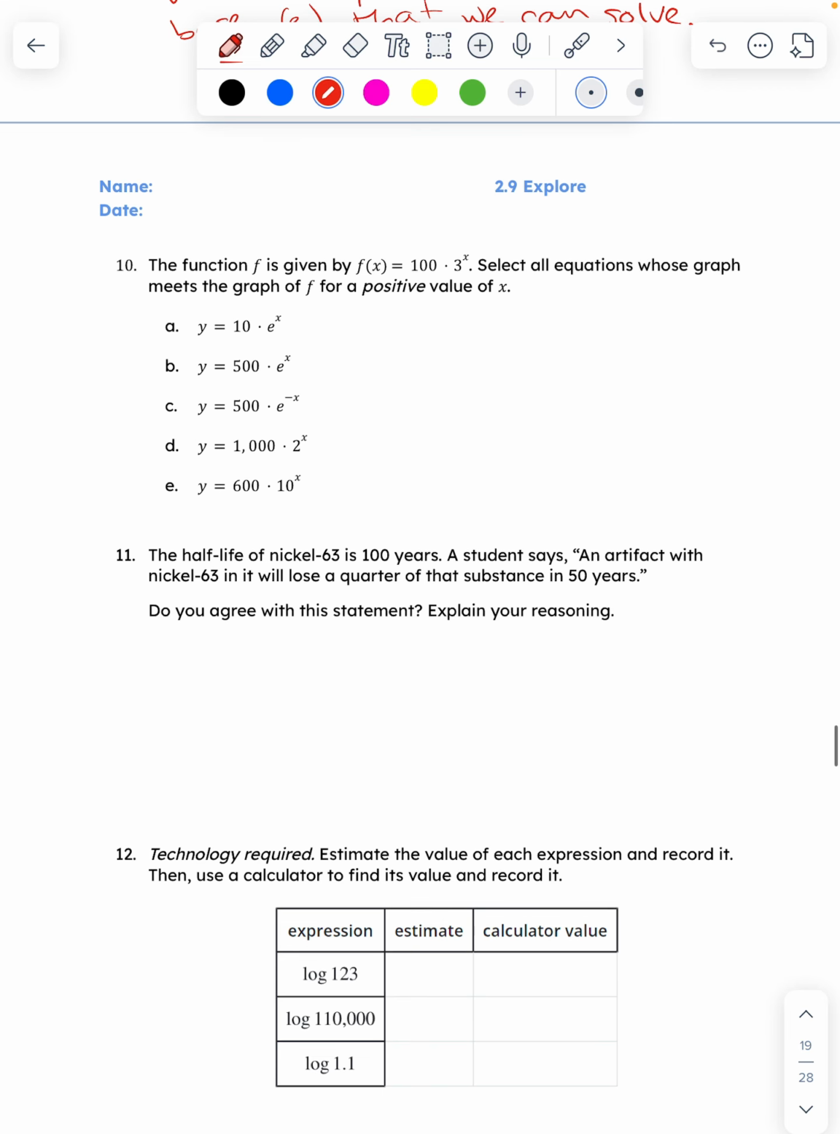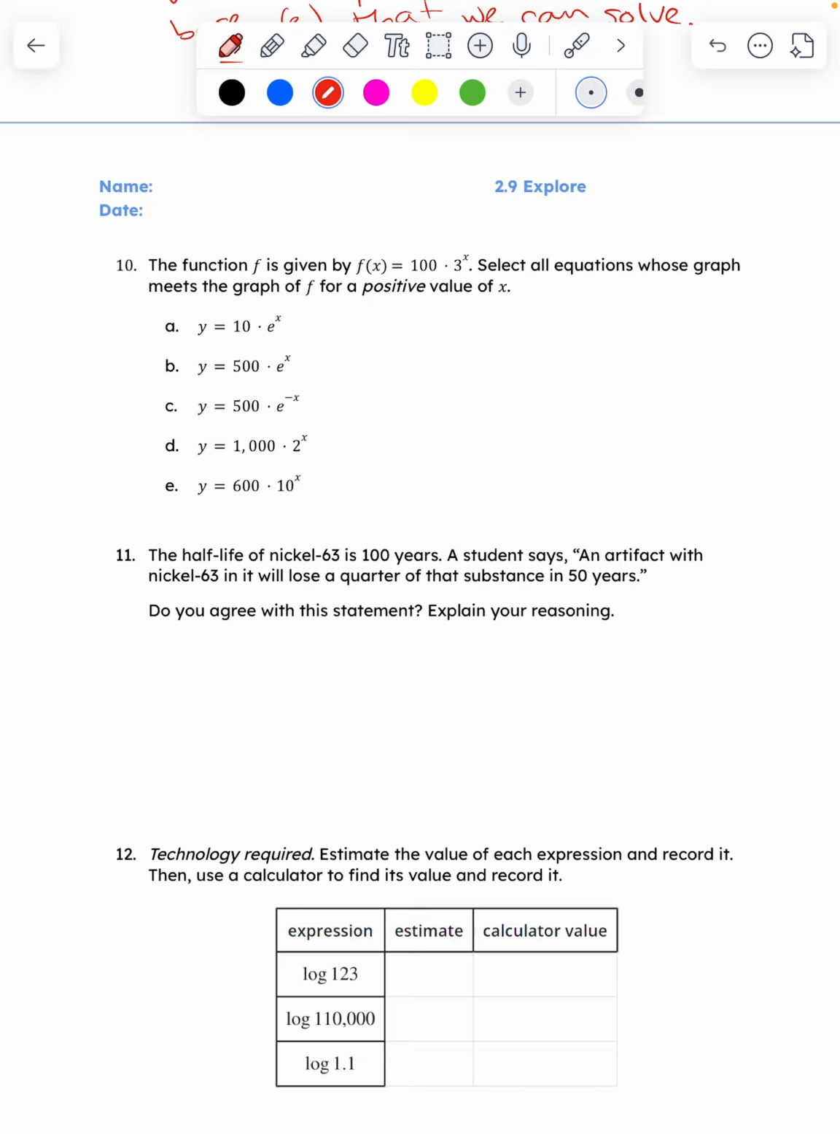Okay, we're making progress. This is going to be a long one, guys. Where are we at? Number 10. Okay, I've got a new function f. F of x is 100 times 3 to the x. And here I'm not going to have to solve this either, right? But I am going to have to compare this function to these other 5 functions, right? And see whether they will intersect at a positive value of x. So that's a lot of pieces to keep in our head, right?